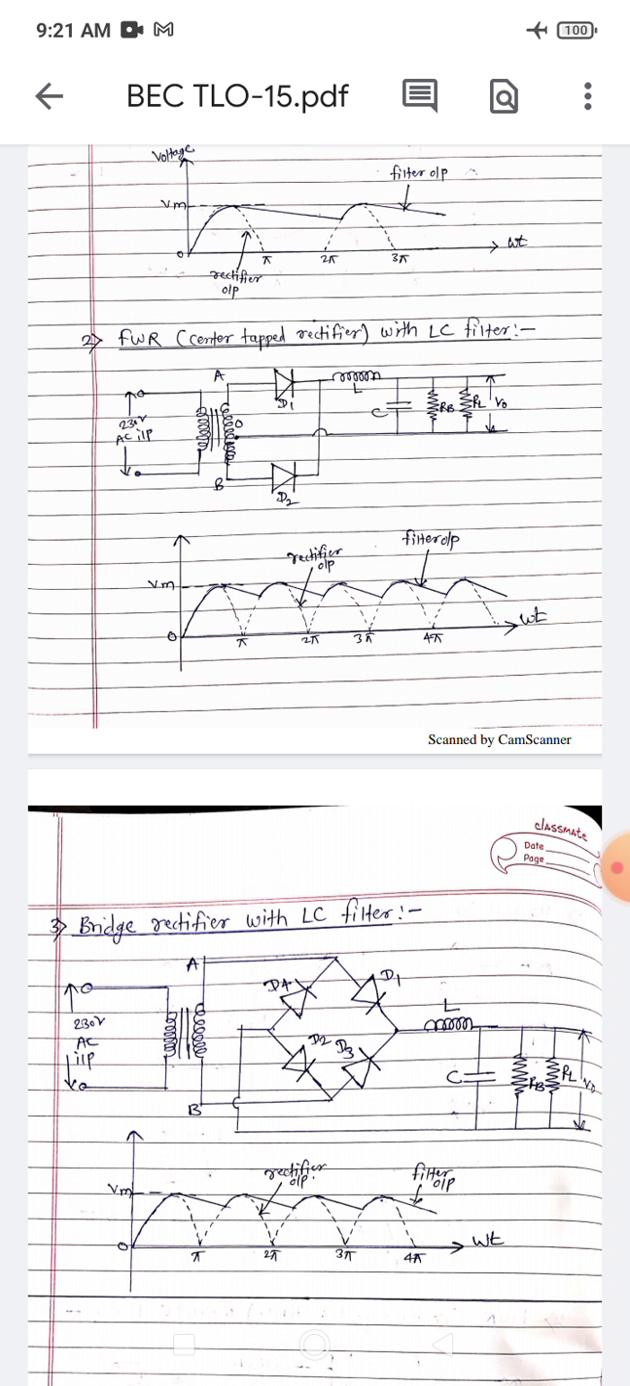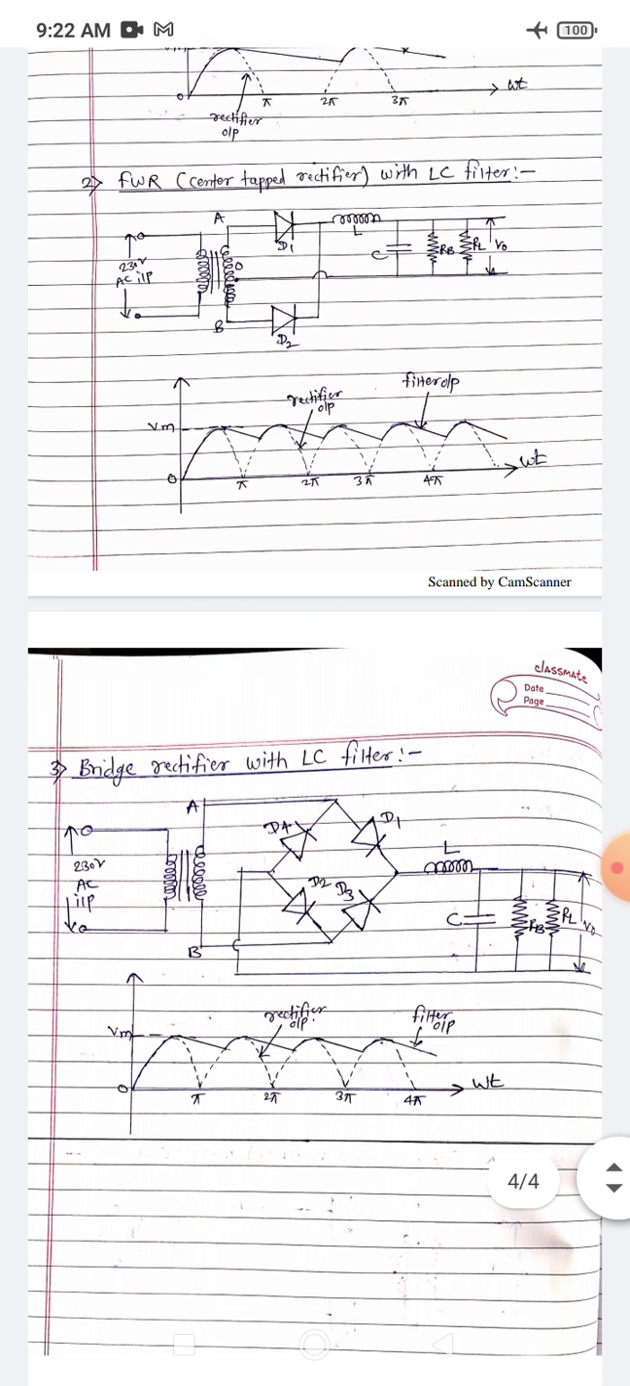So from the rectified output, only the DC component is allowed by the inductor L, and the remaining AC components will go towards the capacitor, and the capacitor will bypass this AC component to the ground. So in this way we will get only the DC component at the output side. From the waveform you can see that many of the ripple factors are removed with the help of the filter. So we will get the DC voltage at the output.